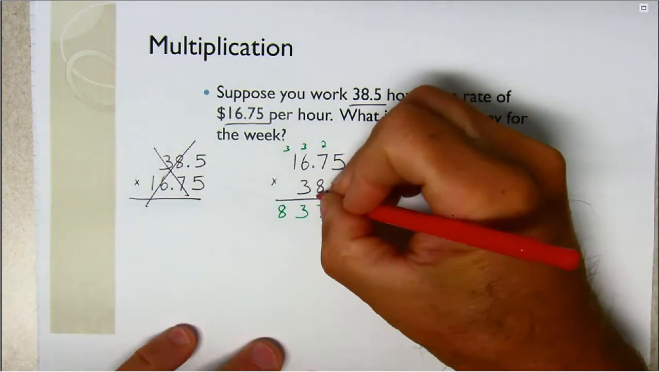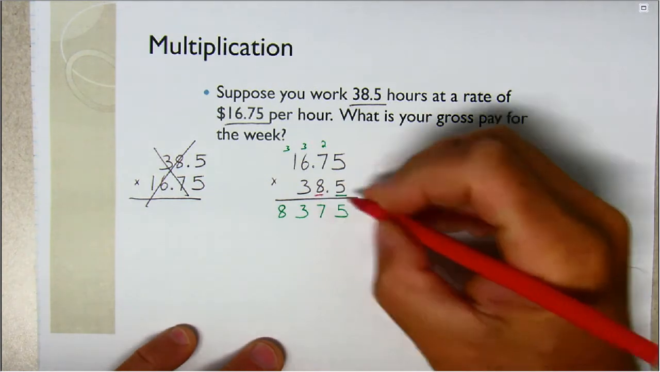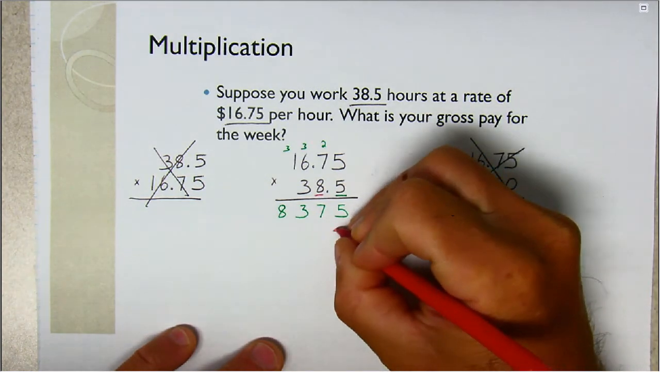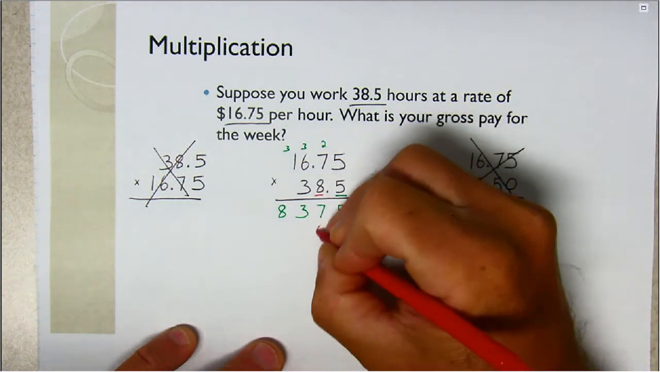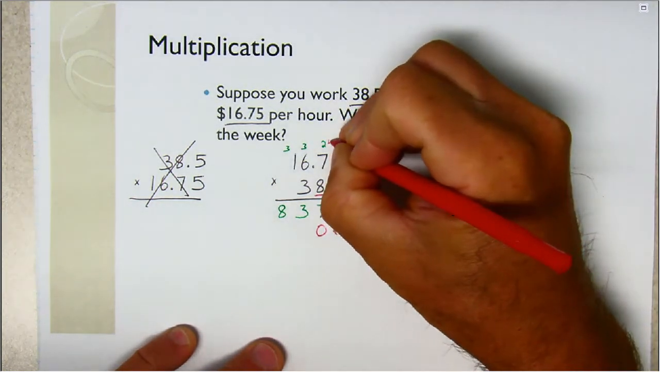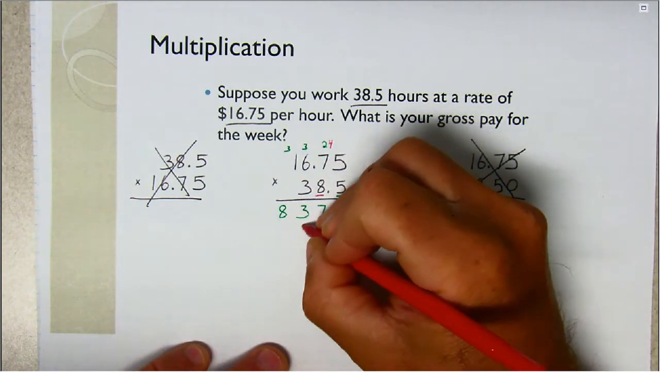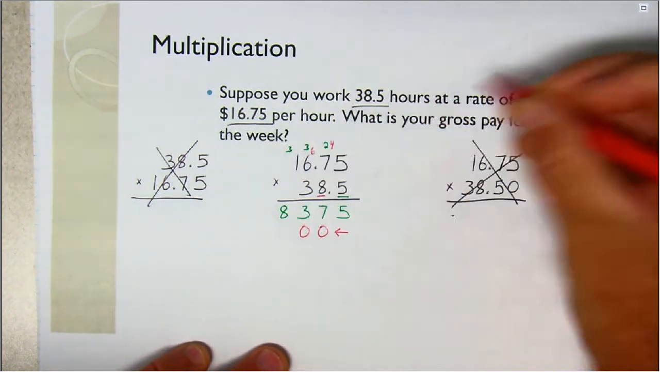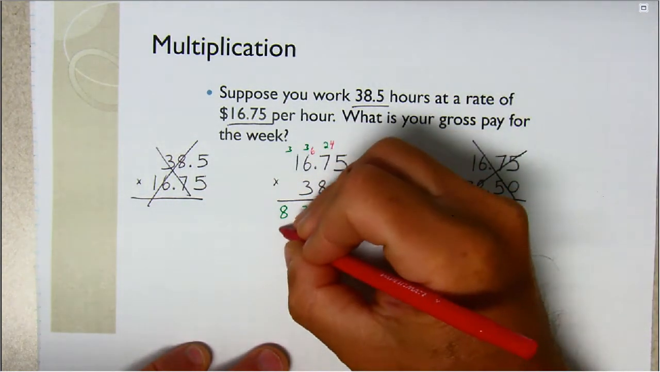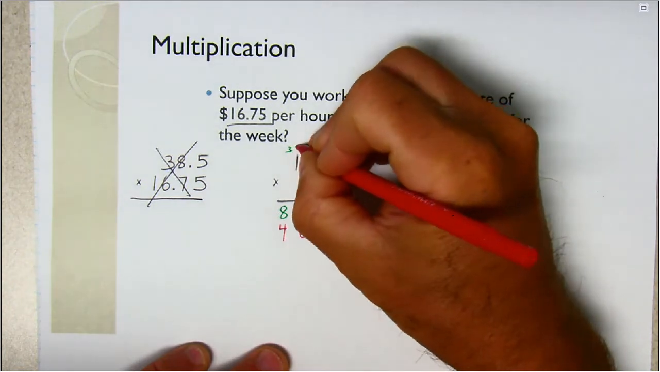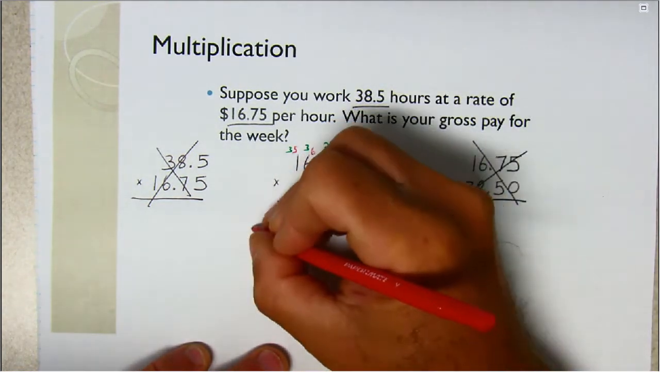In row 2, we'll multiply the 8 by everything across the top. But since we're moving in a spot here, we have to move in a spot in row 2. So I'm going to put a little arrow there to indicate that we're moving in a spot. 8 times 5 is 40, and we'll carry up that 4. 8 times 7 is 56, plus that 4 is 60, and we'll carry up a 6. 8 times 6 is 48, plus 6 is 54, and we'll carry up the 5. And 8 times 1 is 8, plus 5 is 13.